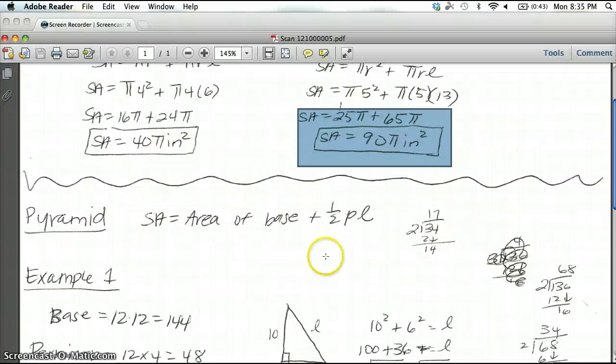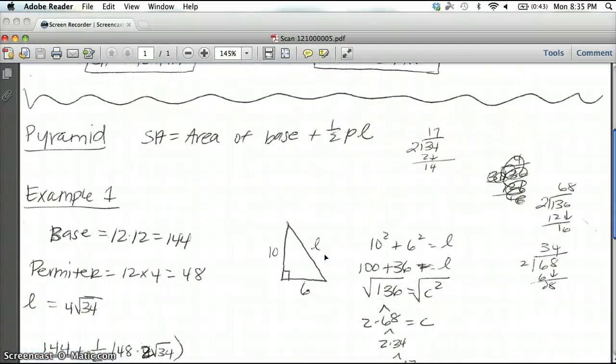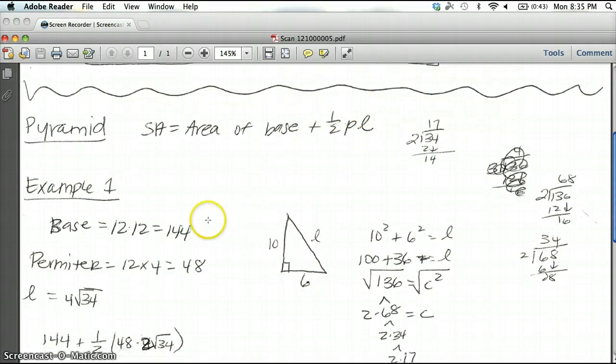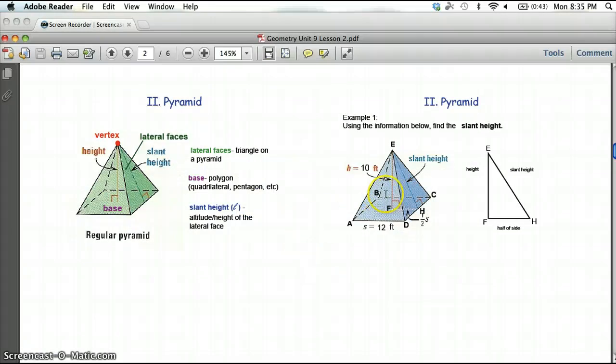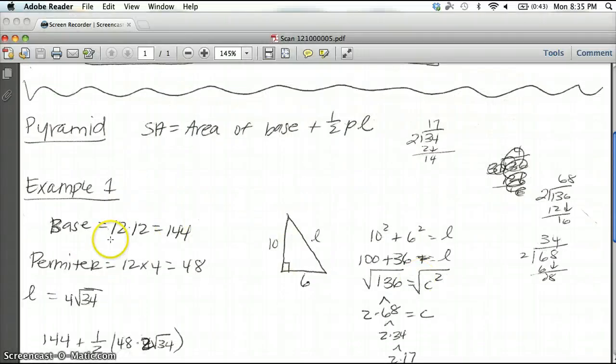So let's go over. So a pyramid, my surface area is the area of my base plus 1/2 my perimeter times my slant height. So the base of my pyramid is my square. So my square, if you remember, a square has all of the same sides. It's base times height. And my base is 12, and my height is also 12. So the area of my base is going to be 12 times 12, which is 144.